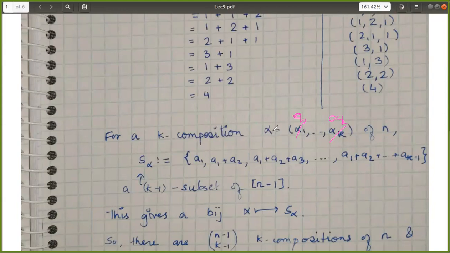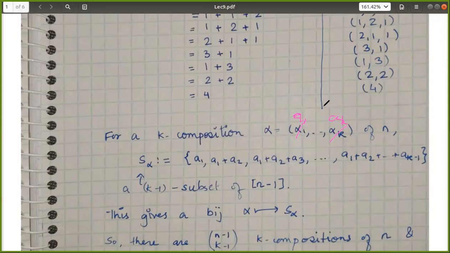Also, if you take a different alpha prime here and construct its S alpha prime, can you get the same S alpha? Given alpha not equal to alpha prime, can S alpha and S alpha prime be the same? No, they will differ in at least one place. At least 2 elements will be switched in the worst case. Forget about the sum. My main point is that at least one element here would be different, right?